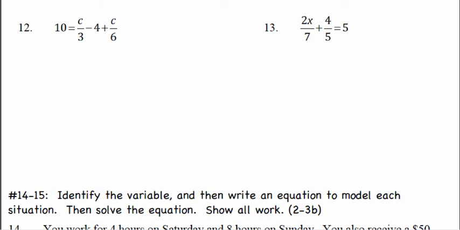Example number 12, the best way to solve this one is to try and get rid of all of your fractions first. And you do that by multiplying by the common denominator. And the common denominator here is 6. So I'm going to take this 6 and I'm going to multiply it by every term, and that's going to get rid of my fractions.